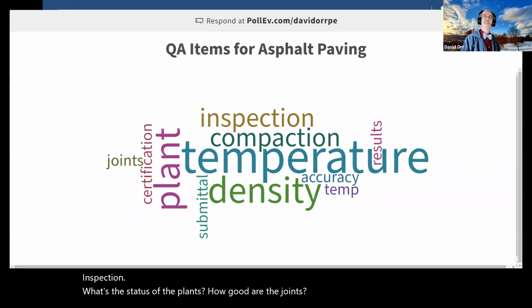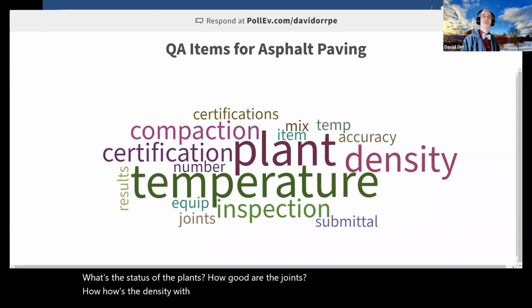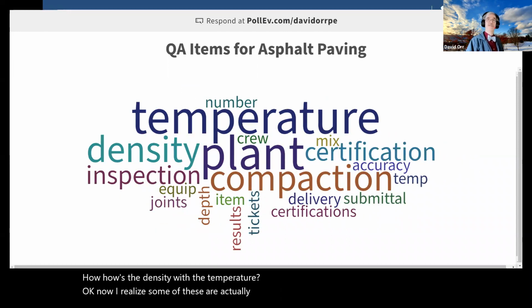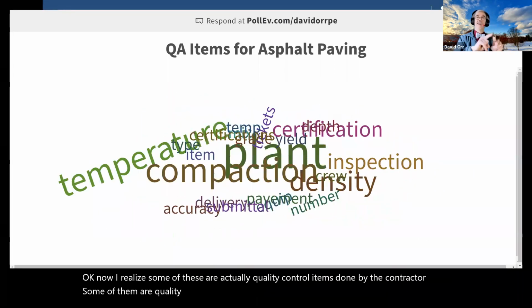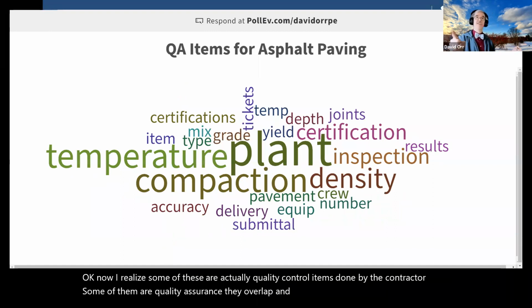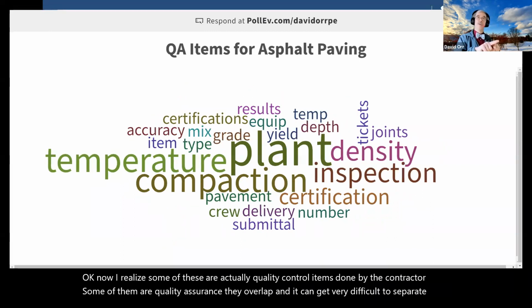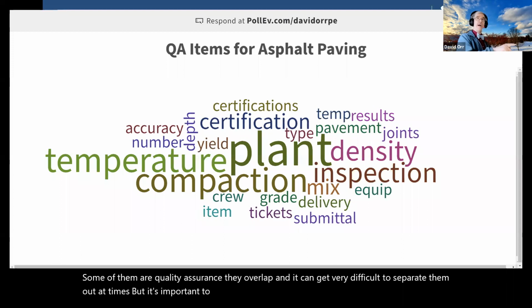How's the density? What's the temperature? Now realize some of these are actually quality control items done by the contractor. Some of them are quality assurance. They overlap, and it can get very difficult to separate them out at times. But it's important to understand who's doing what.